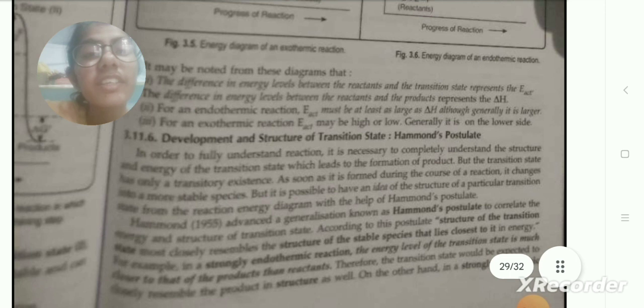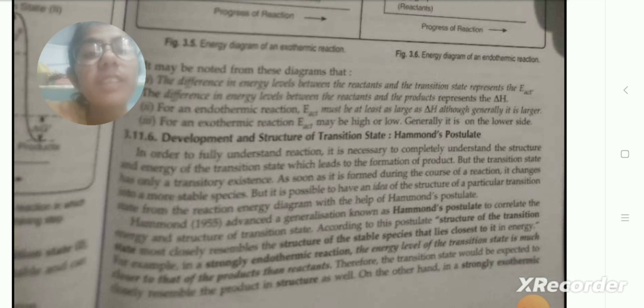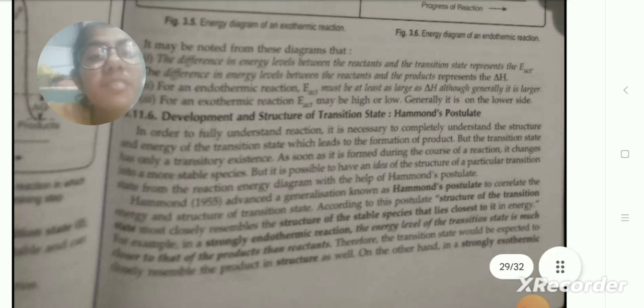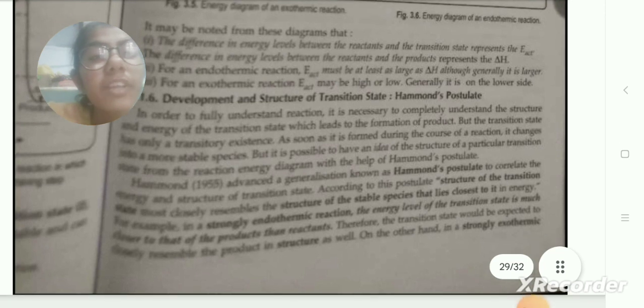Development of structure of the transition state: Hammond postulate. In order to fully understand a reaction, it is necessary to completely understand the structure and energy of the transition state, which leads to the formation of product. But the transition state has only a transitory existence, formed during the course of a reaction. It changes into a more stable species, but it is possible to get an idea of the structure of a particular transition state with the Hammond postulate.